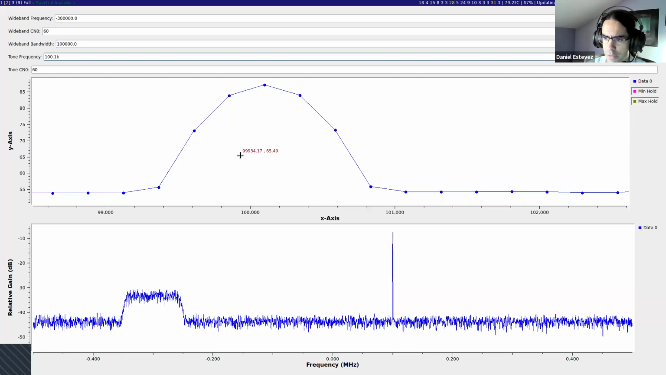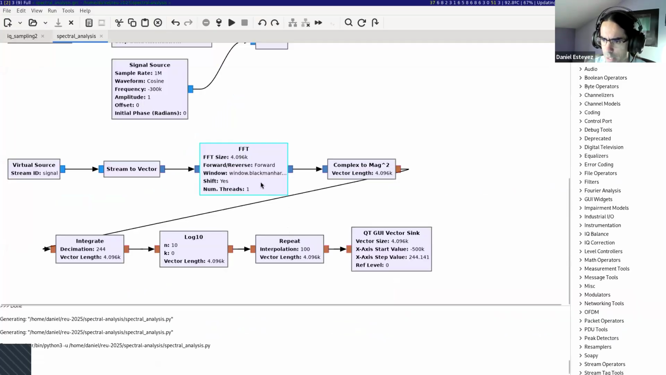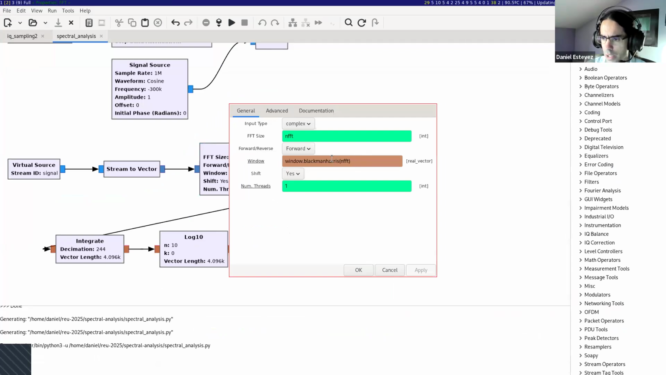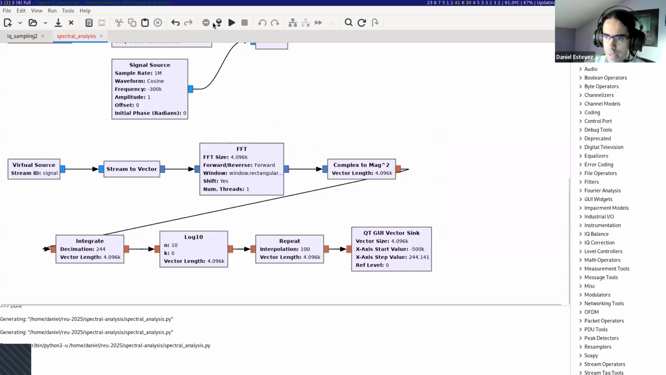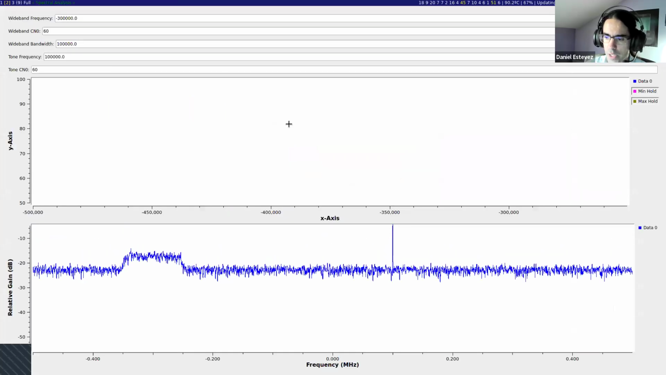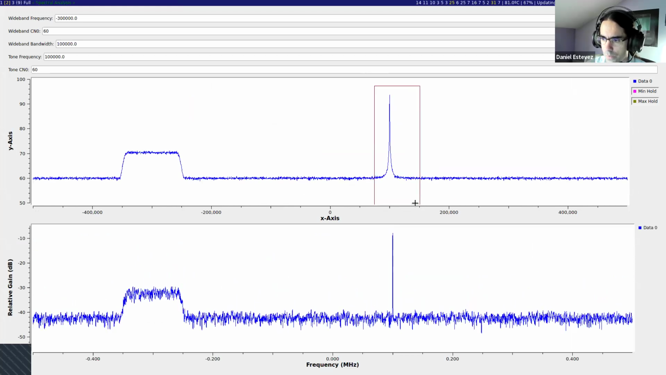So this is with the default window, which is the Blackman-Harris window. It's a usual window. It is good in all respects. So unless you really need a very specific window for a very specific reason, like the flat top window I mentioned, you can stick with Blackman-Harris. I'm going to show you the rectangular window, which is like no window. It's just a bunch of ones. So that's performing the FFT without applying any window.